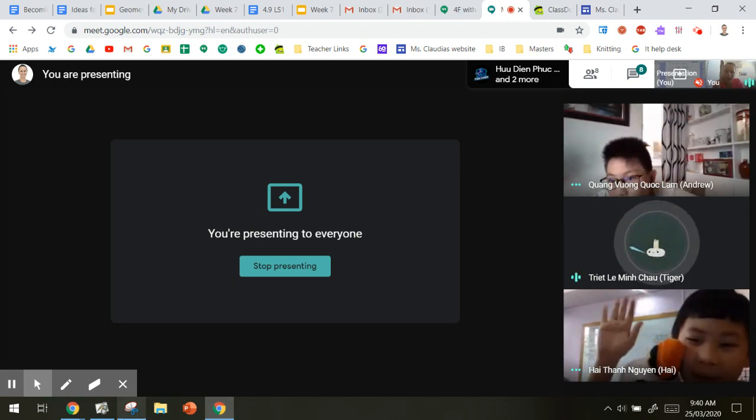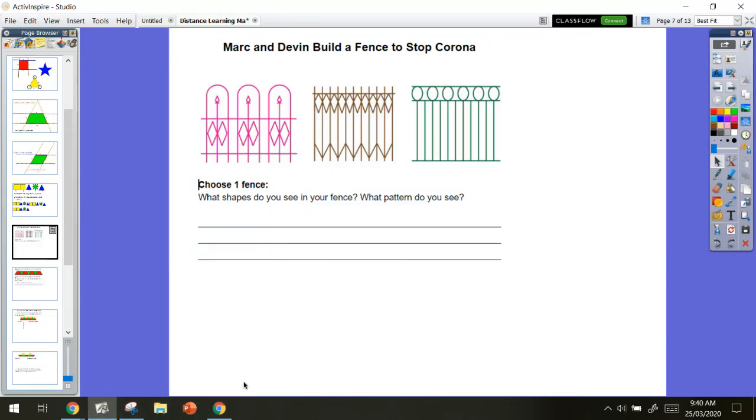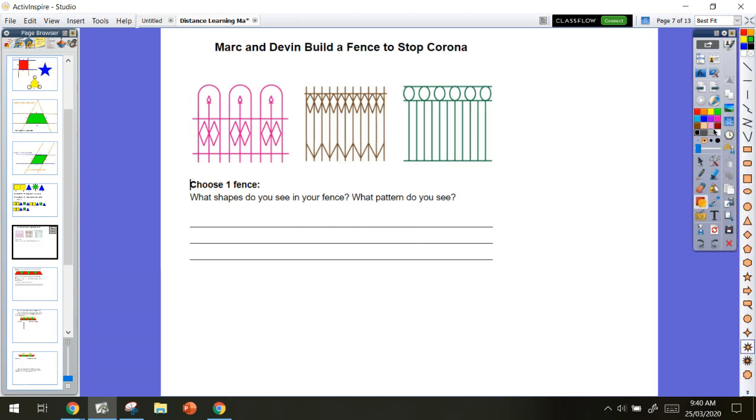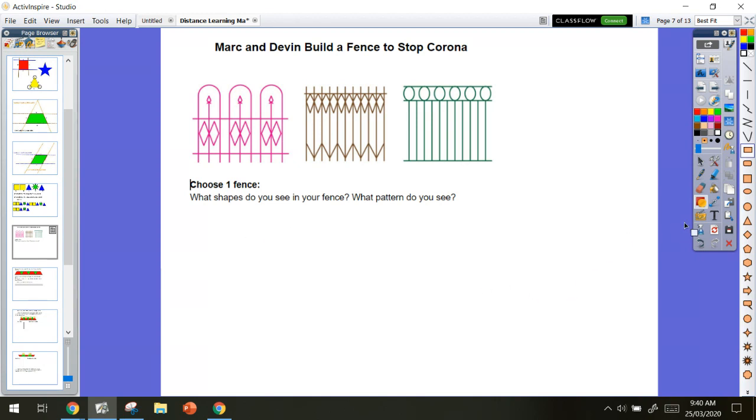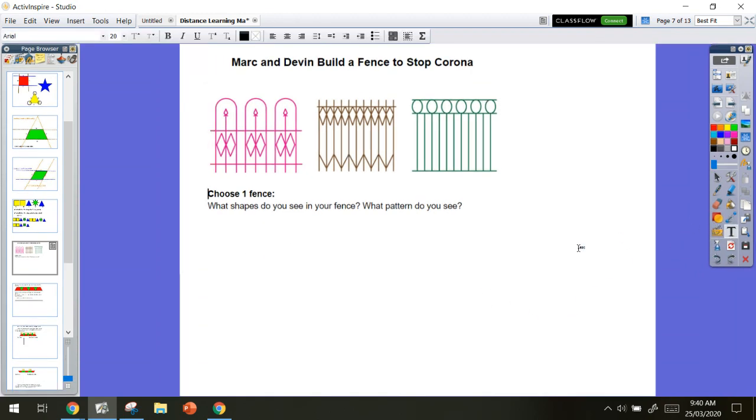Who can read the directions? All right, Hi. Can you read the directions? Choose one fence. What shape do you see in the fence? What pattern do you see? Excellent. Okay, so we're going to pick one of these fences, and we're going to pick a pattern. You cannot pick this fence for your worksheet, okay?